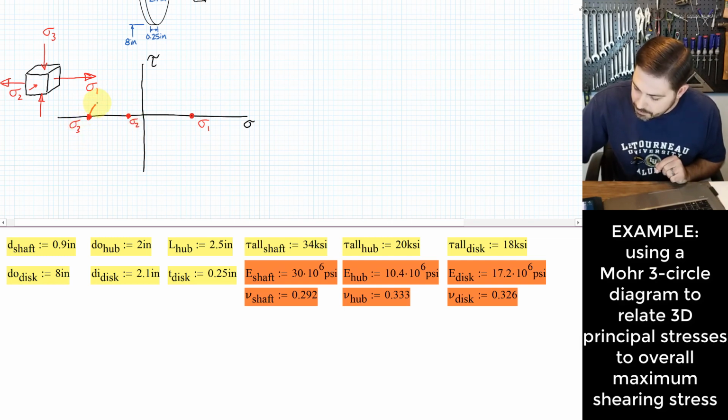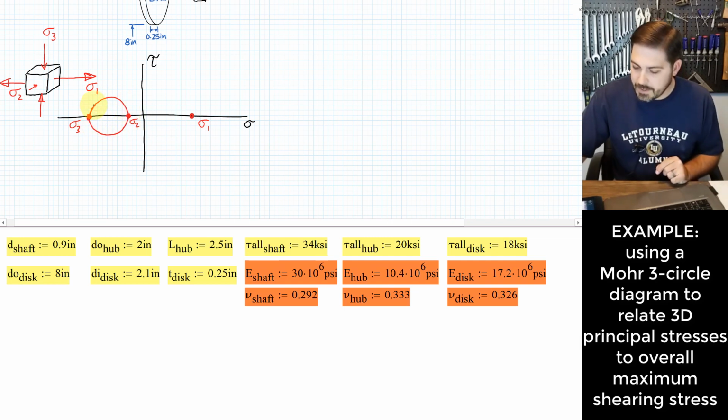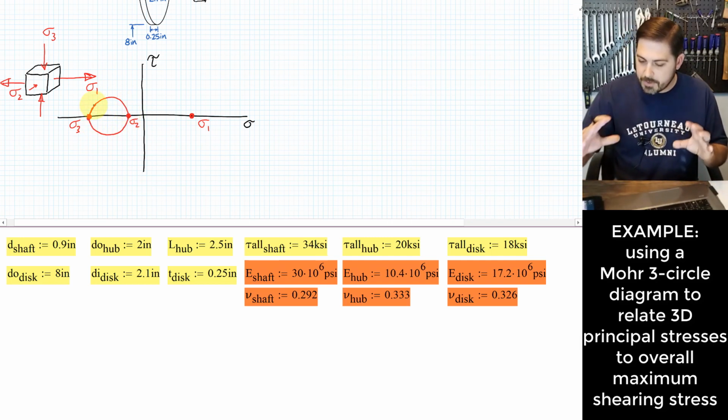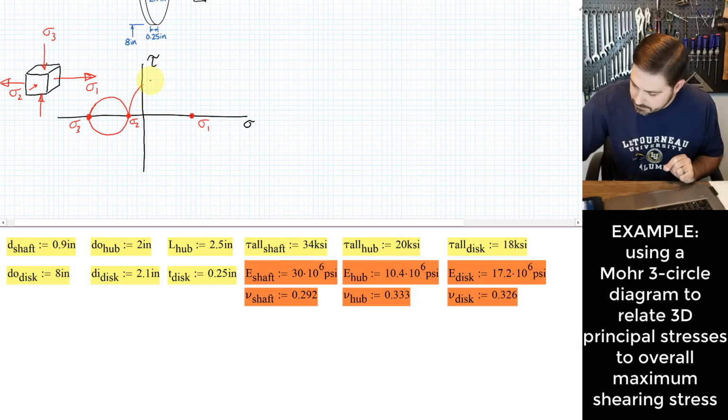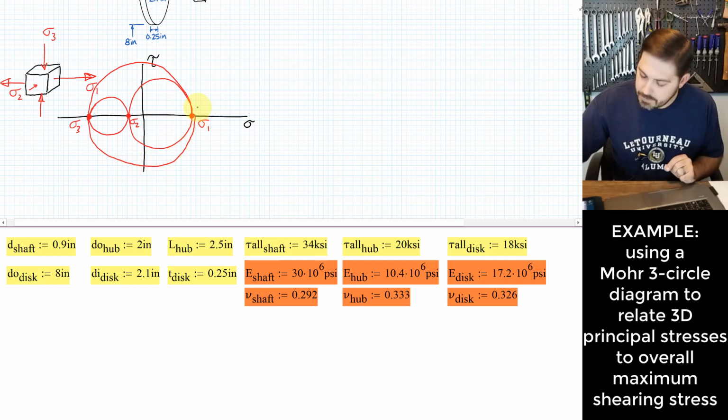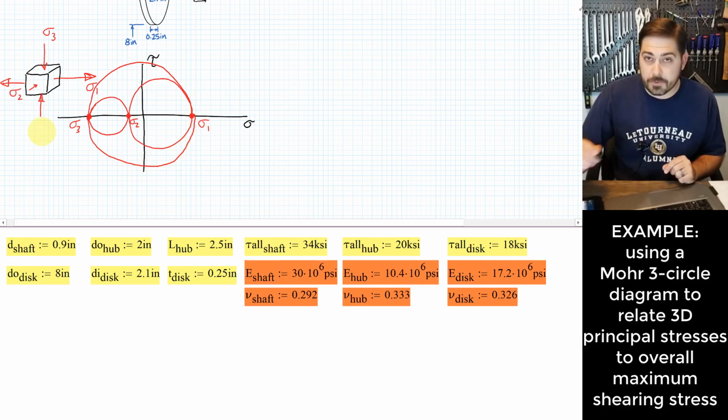So there would be a circle here that would represent the plane between 2 and 3. There would be another circle here that would represent the plane between 1 and 2. And then there would be another circle here that would represent the plane right between 1 and 3.